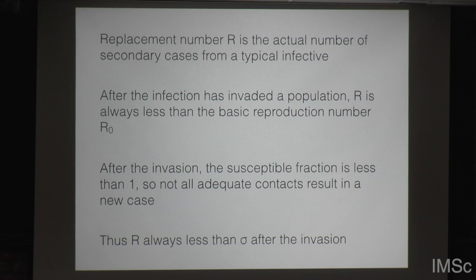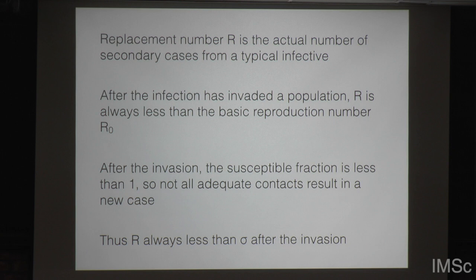So of course, after this invasion, the susceptible fraction is less than 1. So not all adequate contacts result in a new case. So R is always lesser than sigma or R0 after the invasion. I'm making these definitions because these are sometimes more useful from a clinical or public health perspective when you think about a disease. That is not just some idealized value of R0.